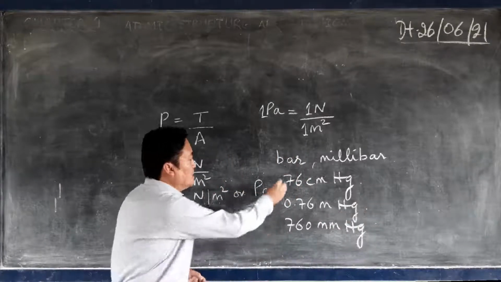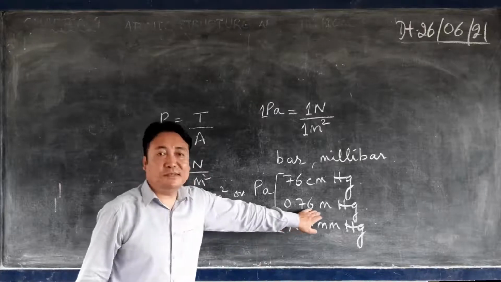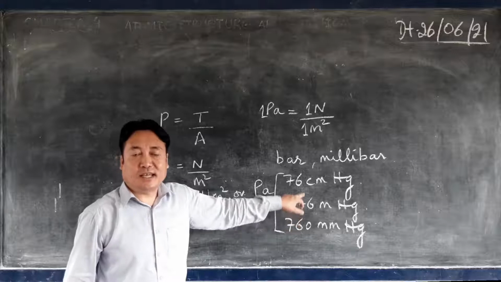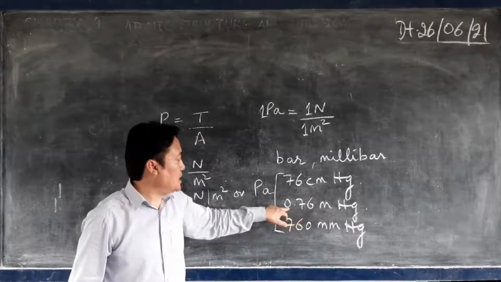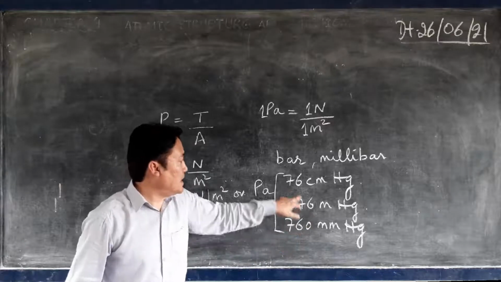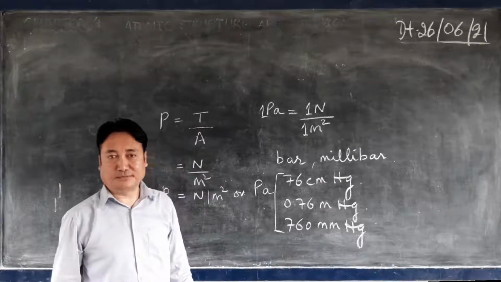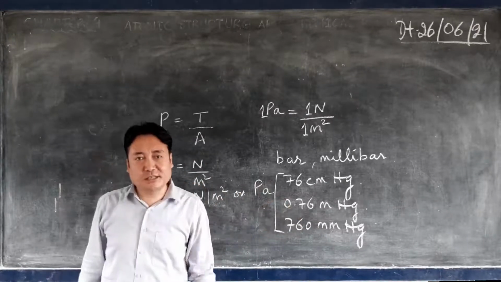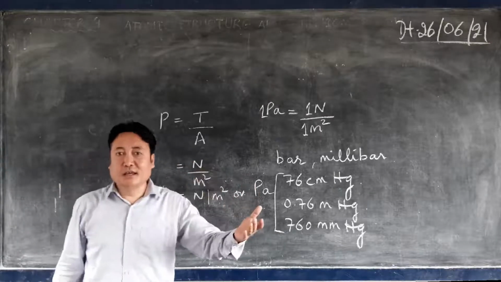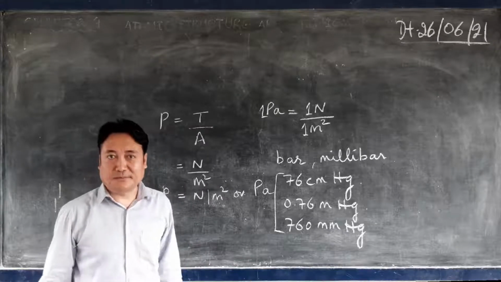So it has been given here in three units: 76 centimeter of mercury, 0.76 meter. To convert centimeter to meter you divide by 100, so it becomes 0.76, and here you multiply by 10: 76 into 10 becomes 760 millimeter of mercury. So atmospheric pressure can also be expressed in terms of the height of the mercury level in the barometer.